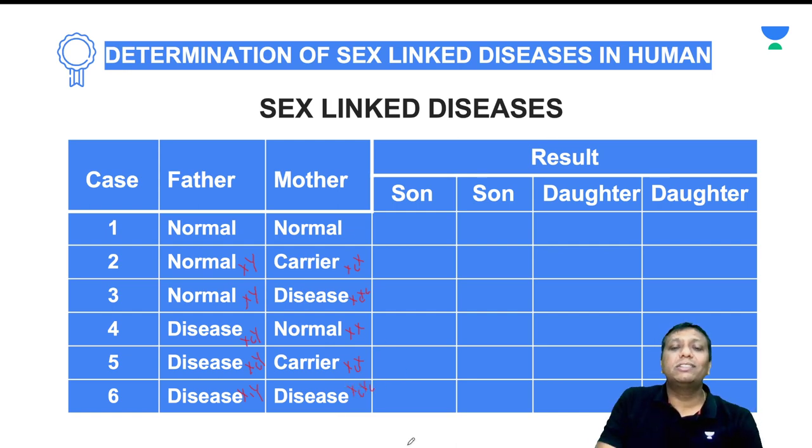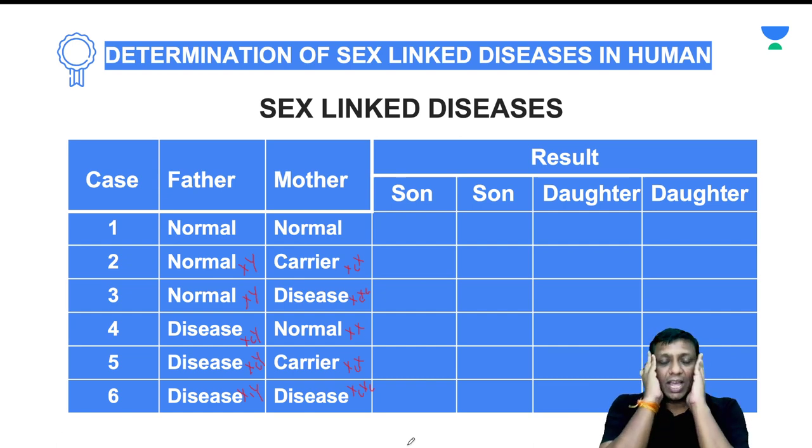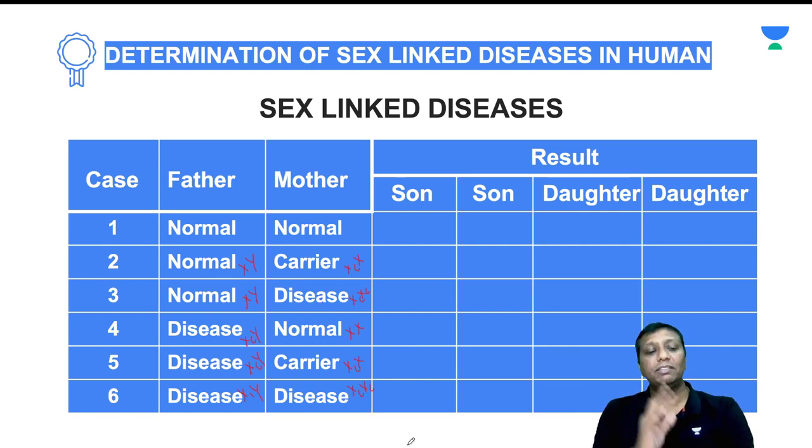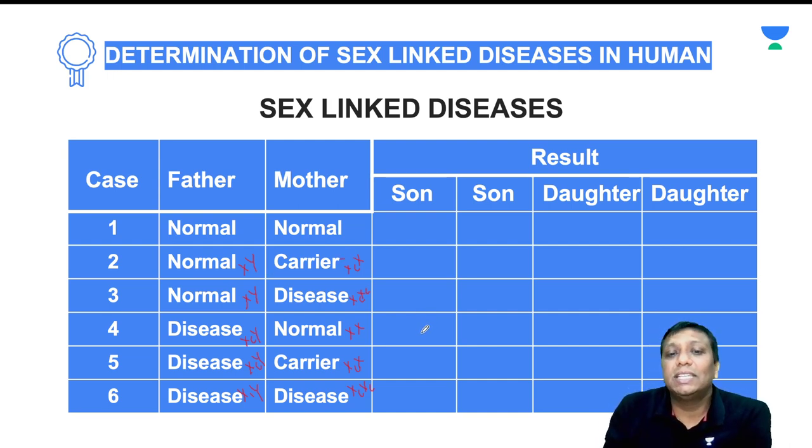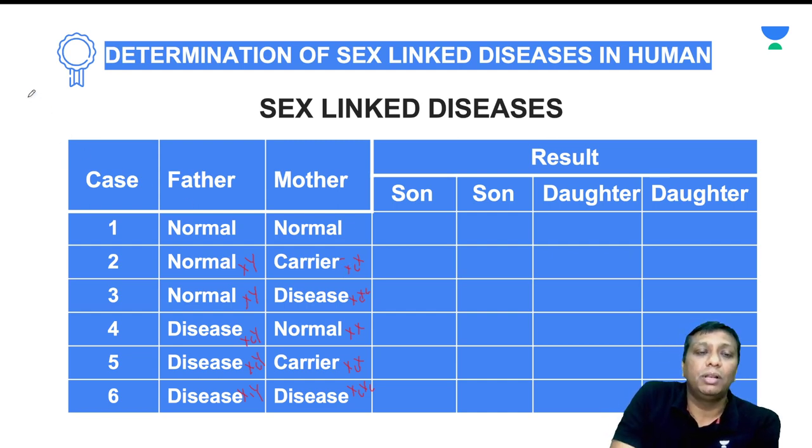You just write down the combination, guys. Write down the genotypes first. If you have the genotype, you remember, guys, your answer will never be wrong. Trust me, it's very simple. Father is XY and mother is XCX. So what about the combination? Father is normal and mother is a carrier. Very simple. Father is normal, so XY.